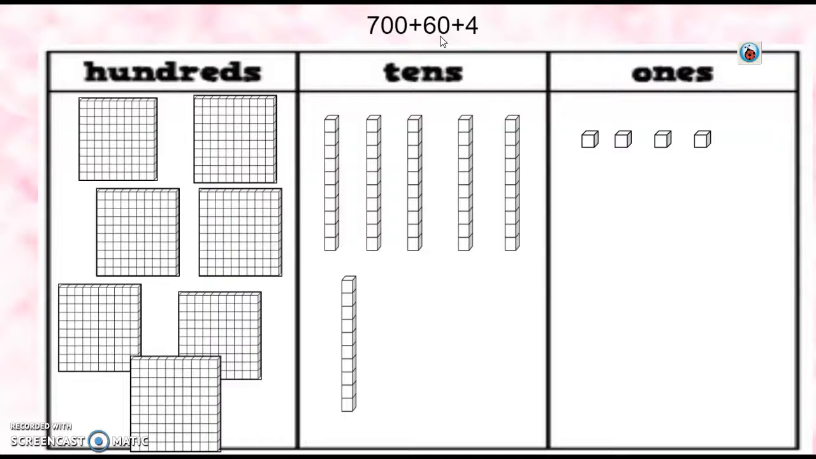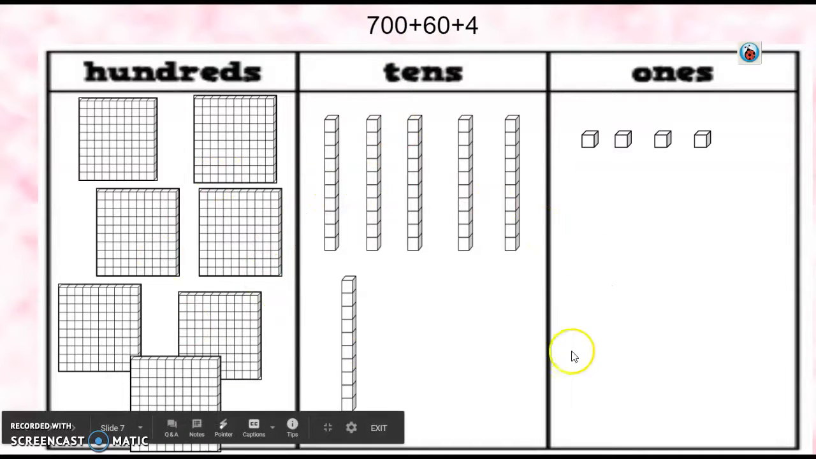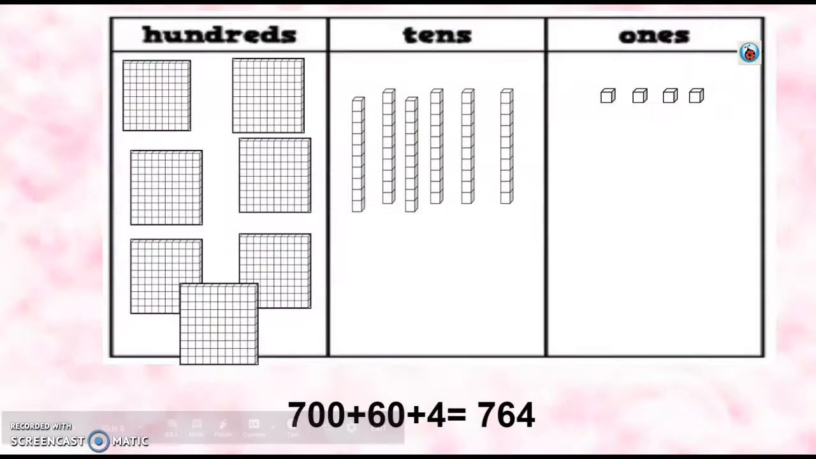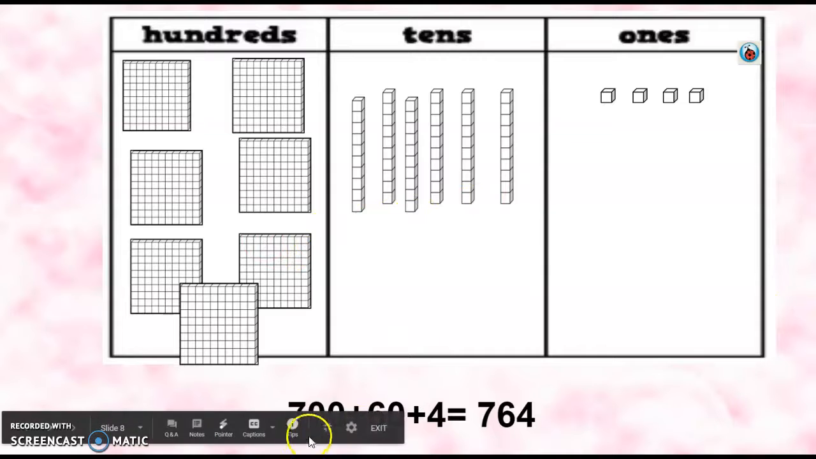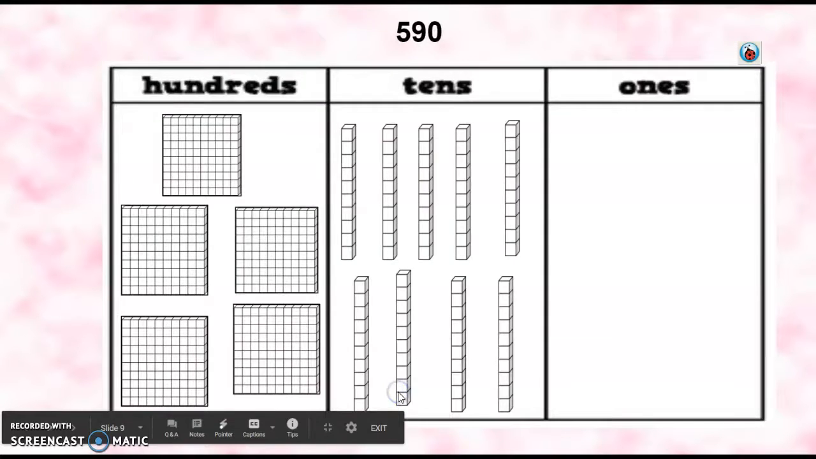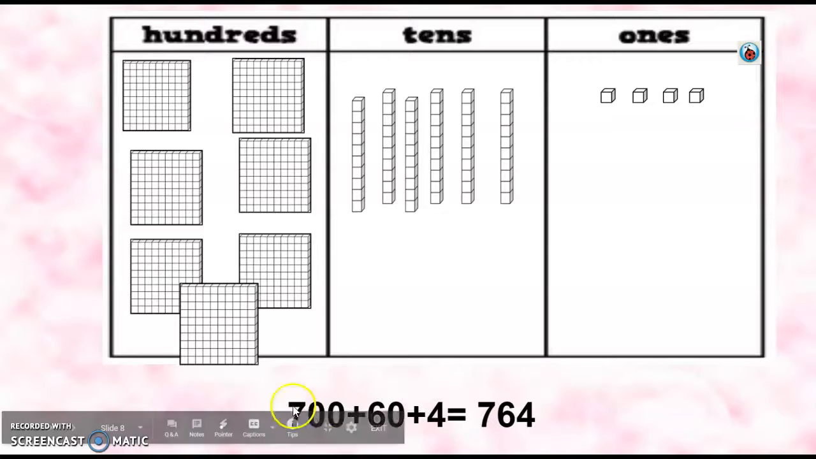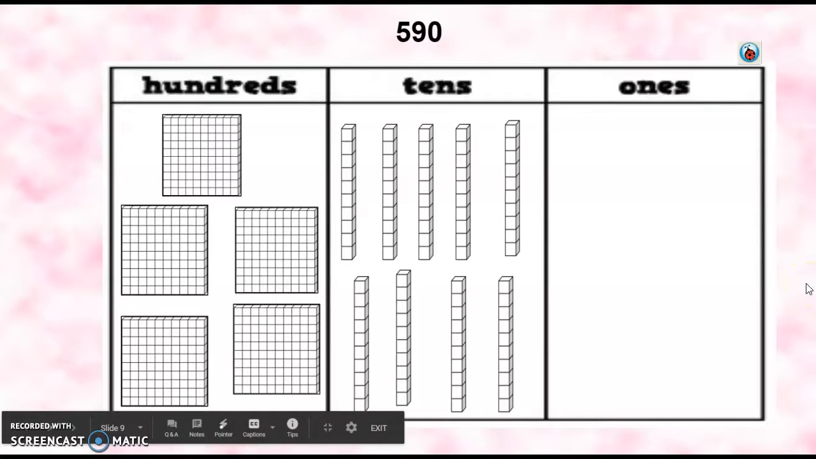So this is what an expanded number and base 10 look like. You put it all together, 764. Add it together, you get 764. This is the standard. Say the word standard. This is expanded. Right here, this is expanded, and this is base 10. Let's look at the next example.